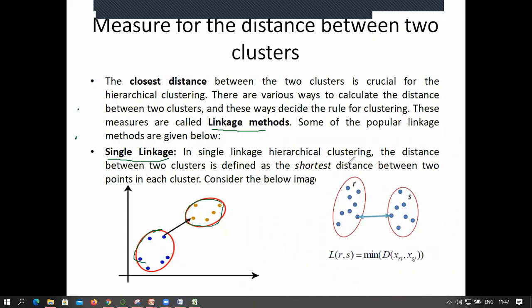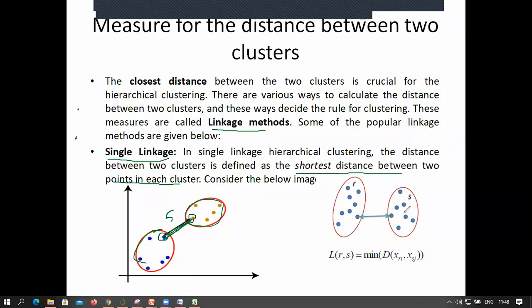So in this single linkage, the distance between two clusters is defined as the shortest distance between 2 points in each cluster. That means you will take one point in this cluster that is closest to this one. Next, over here, you will take a data point that is closest to this cluster, this one. You will find the Euclidean distance between these 2 points. Suppose that Euclidean distance comes out to be 5. So this 5 will show you the distance between these 2 clusters. That is called the single linkage.